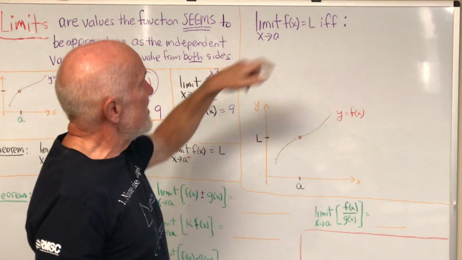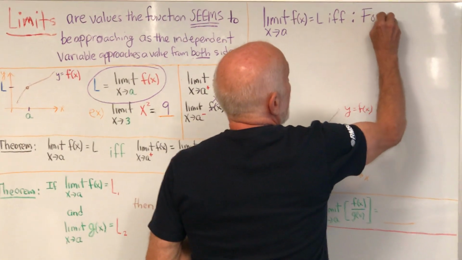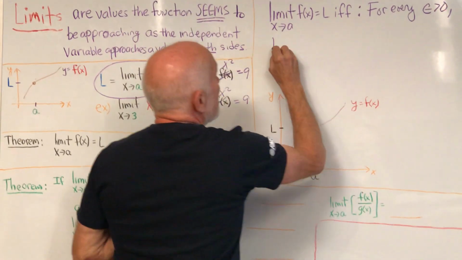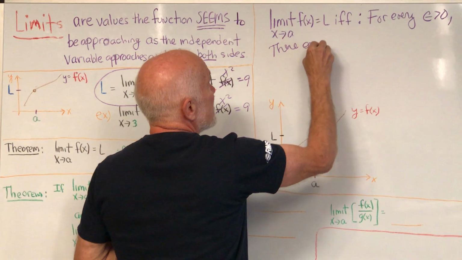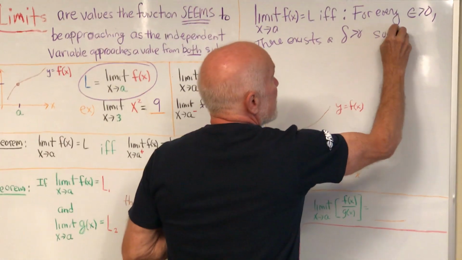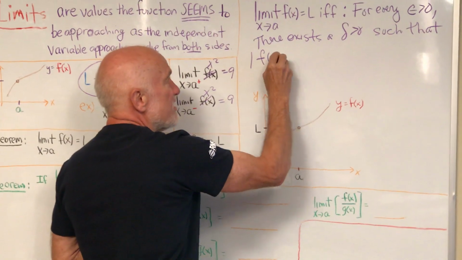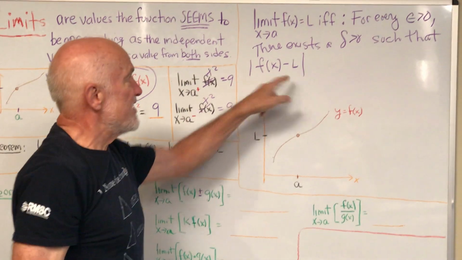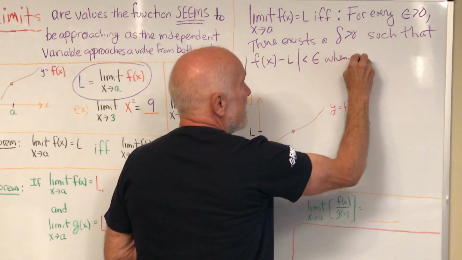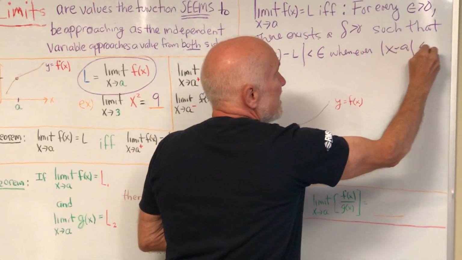You could say the limit as x approaches a of f of x equals L if and only if for every value of epsilon greater than 0, there exists a delta greater than 0 such that the magnitude of the distance from f of x to L is less than epsilon whenever the magnitude of the distance from x to a is less than delta.